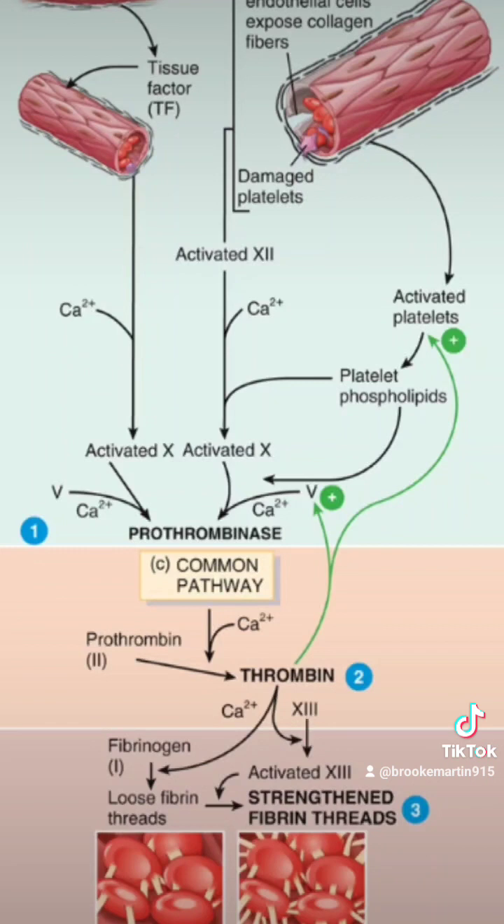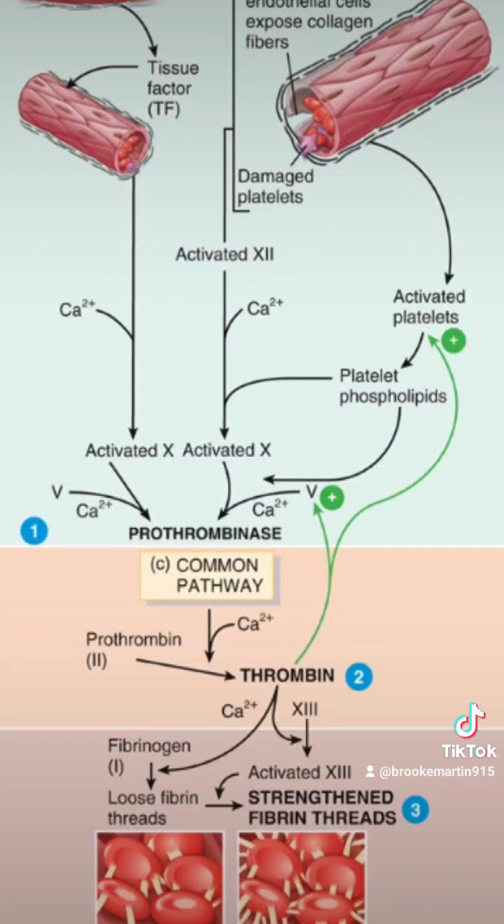The last thing we'll be discussing is the blood clotting cascade. There are two pathways that this could take. On the left shows the extrinsic pathway, and on the right is the intrinsic pathway. The extrinsic pathway deals with tissue trauma, and the intrinsic pathway deals with blood trauma. In both pathways, calcium must be activated in order to form prothrombinase.